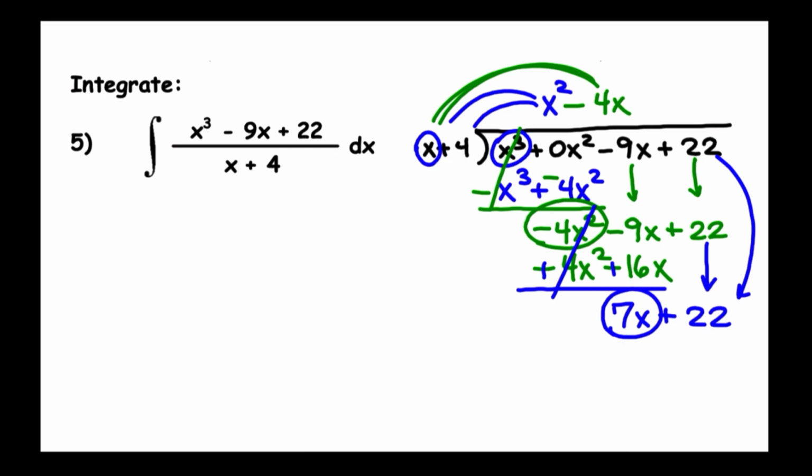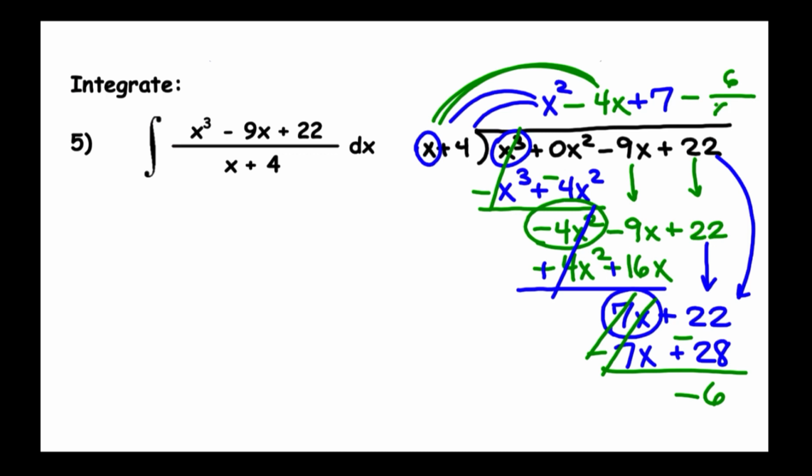x times what is 7x? Well, 7. Positive 7? Yeah. Okay, we'll put a plus then. Cool. Distribute that 7 through. That'll give you 7x plus 28. Draw that line. Change those signs. That's going to leave you with negative 6 as a remainder. And so we go minus 6 over the divisor, which was the x plus 4.